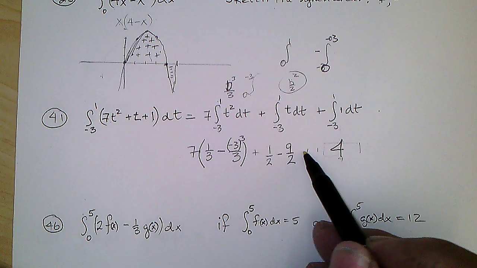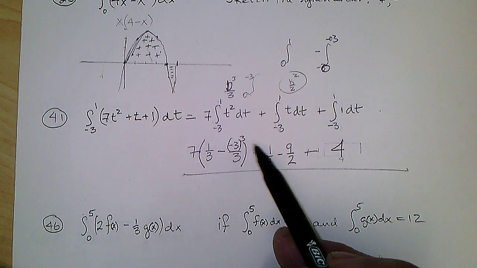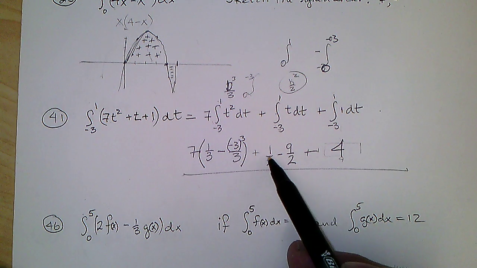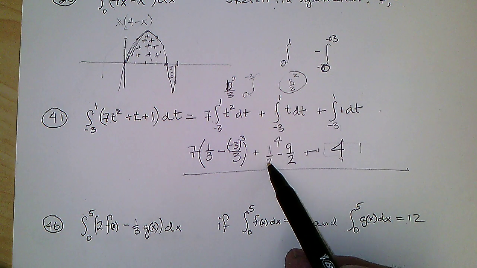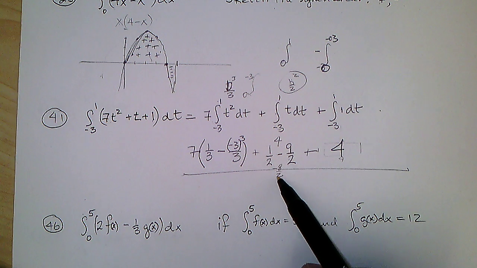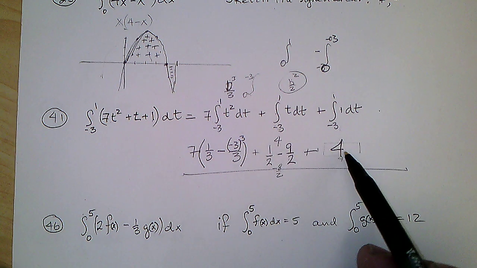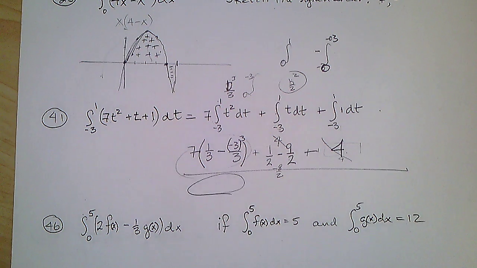And then I'm going to add these up, and I'll have my answer. I'm going to figure this out times 7, and then this will be just a -4, because 1/2 minus 9/2 is minus 8/2, which is -4. Plus 4. Those are going to cancel, so whatever that works out to be is my answer.